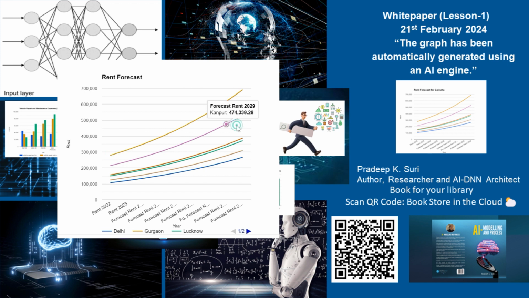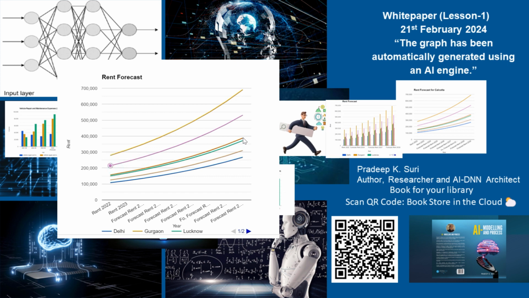2. City-specific trends. Delhi, blue line. Delhi's rent is projected to increase steadily over the forecasted period. The blue line shows an upward trajectory, indicating rising rents. Gurgaon, orange line. Gurgaon's rent forecast also follows an upward trend. The orange line represents the expected increase in rent. Lucknow, green line. Lucknow's rent is predicted to rise as well. The green line signifies the city's rent forecast.